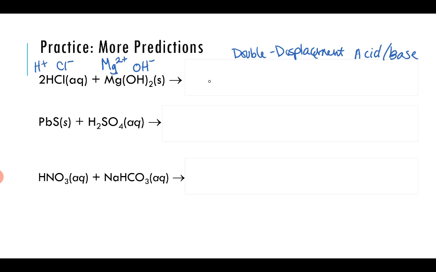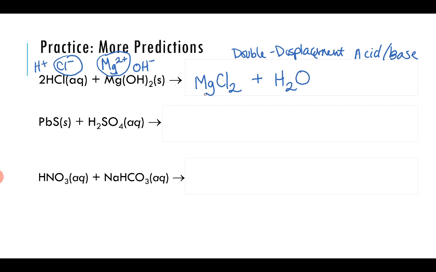So when I write out my products, I know that acid-base neutralization reactions always produce a salt and water. My salt will be magnesium bonded with chlorine. I have to watch it because my magnesium has a 2+ charge and my chlorine only has a 1- charge. That means I'm going to need 2 chlorines for every 1 magnesium. Then I'm going to balance, and then my other product is water.